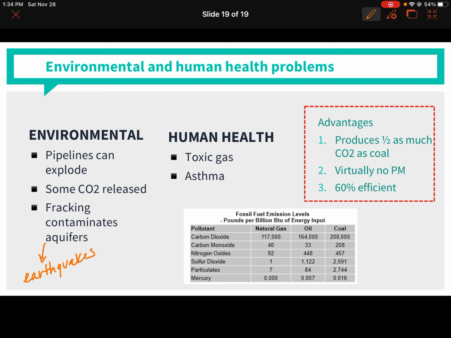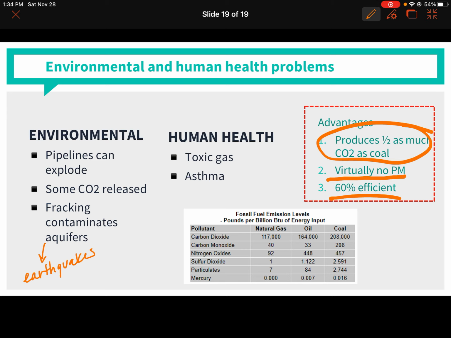So there's toxic gases released here that can cause asthma, and we can mitigate these in the ways that we treat the gas before it leaves the factories. But overall, natural gas is our cleanest and most efficient. So it produces 1/2 as much CO2 as coal. There's virtually no particulate matter, and it's 60% efficient. So 60% of everything produced is actually going to become energy, which is way more efficient than coal.